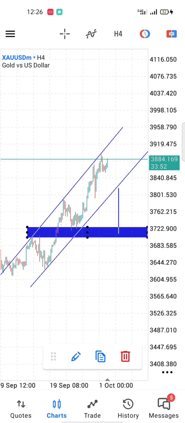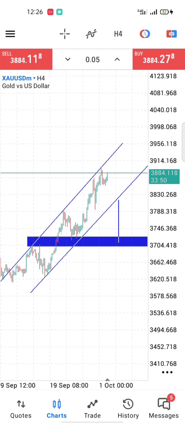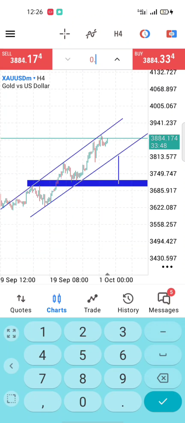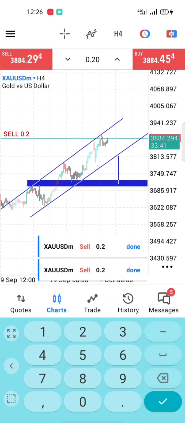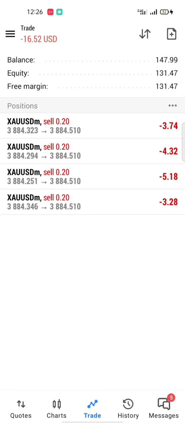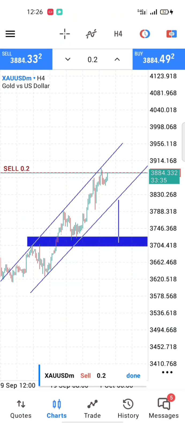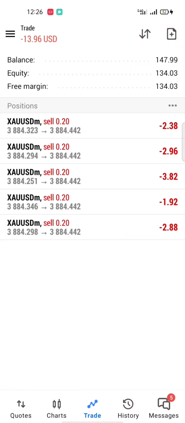So currently I'll be selling this trade now for the trade to sell massively and give us huge profit. By the time I say it's going to be a sniper entry, I've been entering a sell with 0.20 lots. I've been entering 5 sells on XUSD now.